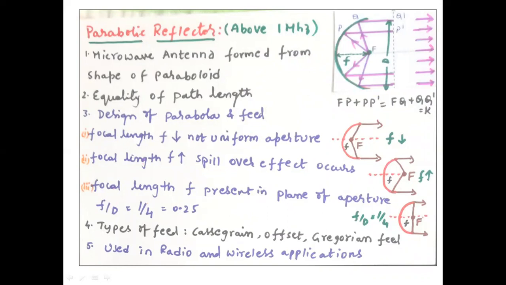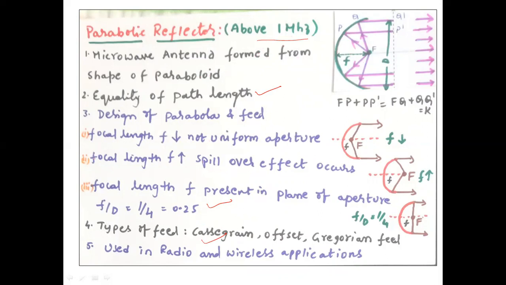So the first one is the parabolic reflector antenna. This parabolic reflector antenna operates in the range of 1 megahertz frequency. For any type of antenna, there are just 5 points you have to keep in mind. First is the range of frequency, the diagram of that antenna, its basic principle of operation, its fundamental designing rules, as well as its applications or pros and cons. Only these things you need to keep in mind and go for the exam.